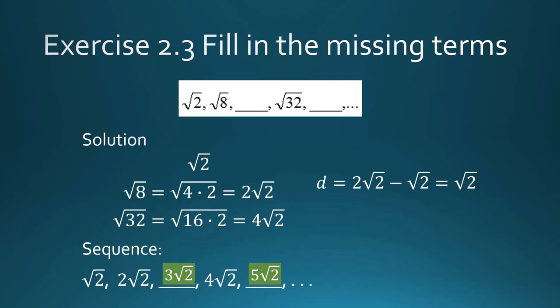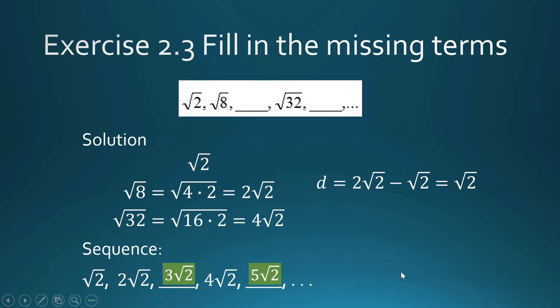But the common difference is actually square root of 2. Why? Look at these two pairs of consecutive terms. 2 square root of 2 minus 1 square root of 2 is equal to 1 square root of 2. So the common difference is square root of 2. We are already done, but maybe in your exams, the choices are not written in this way, because the original sequence is not written in this way.